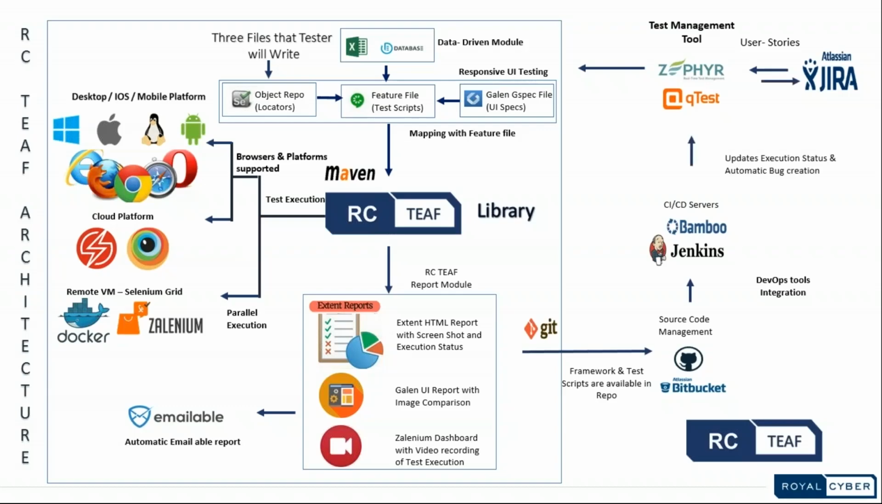So whatever execution happens, it is logged back, and the execution status, whether a test case is pass or fail, is updated to the test management tool, and which you can view from your project management tool. So this is an overall cycle of how TIF functions in QA day-to-day activity.